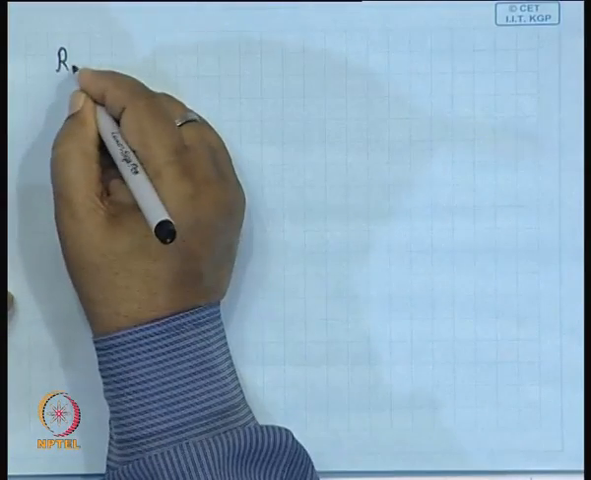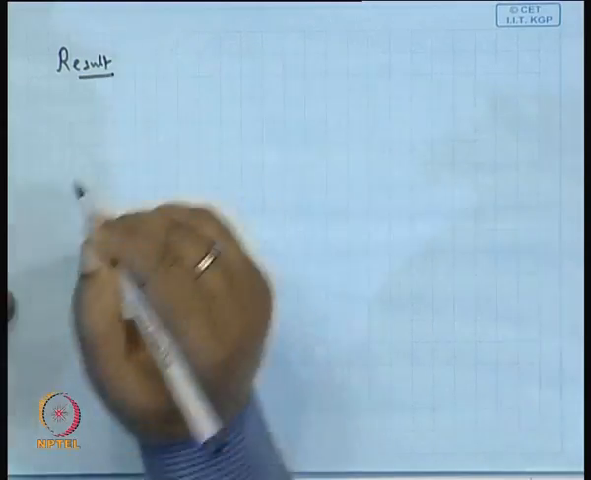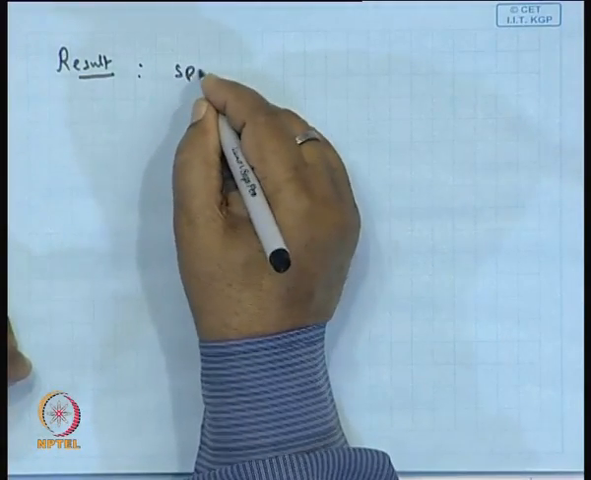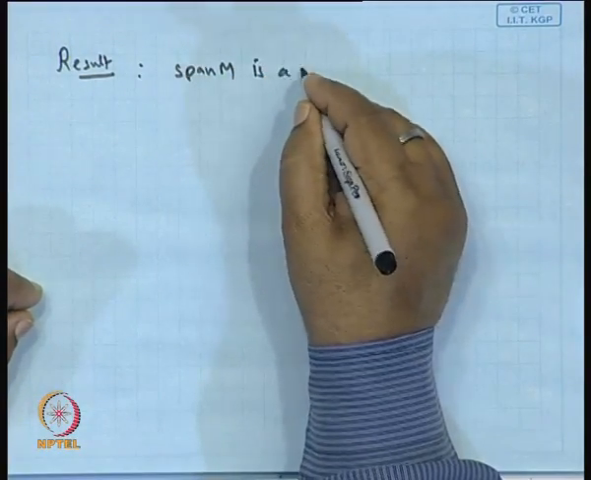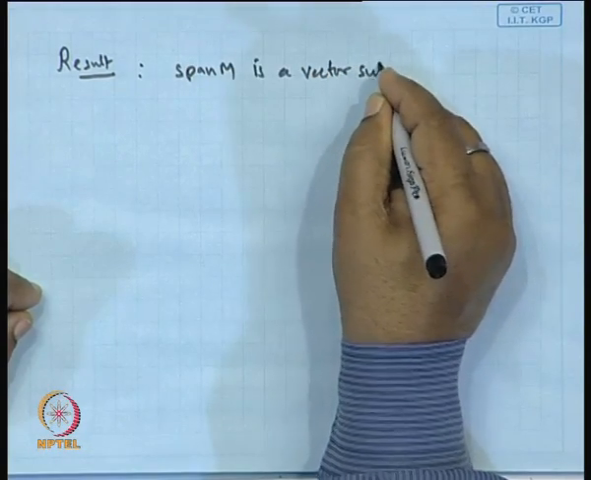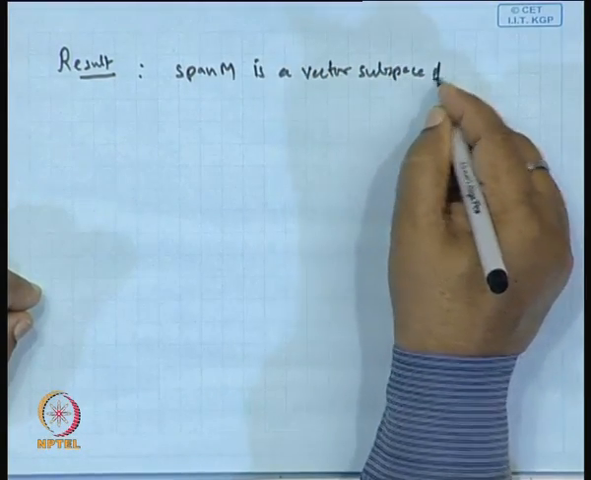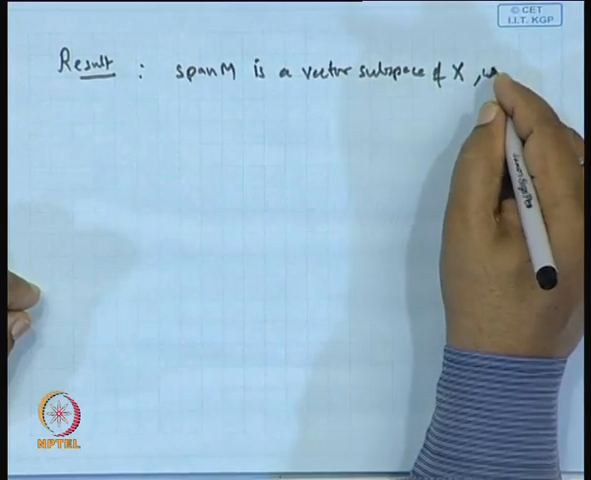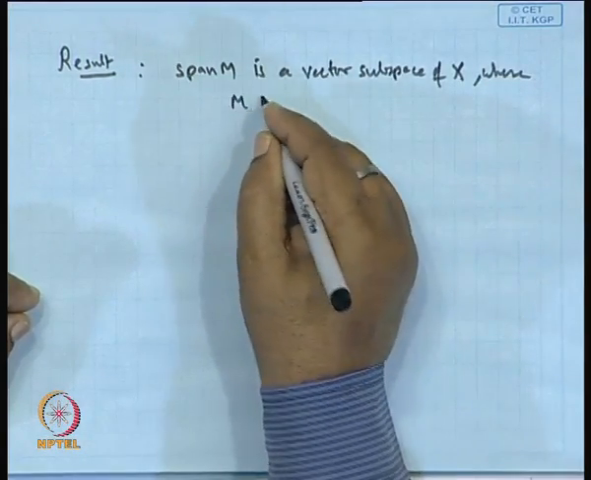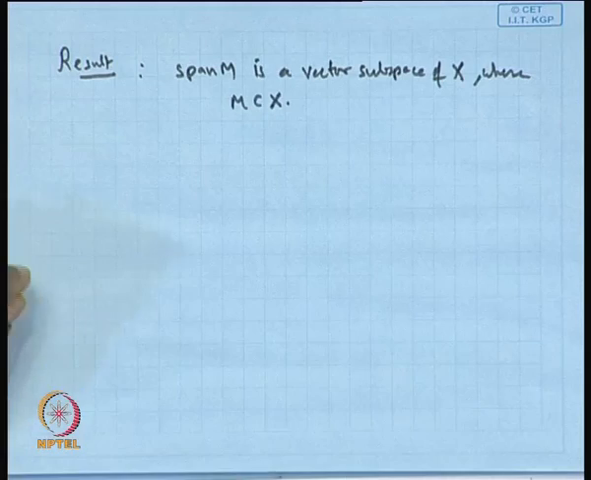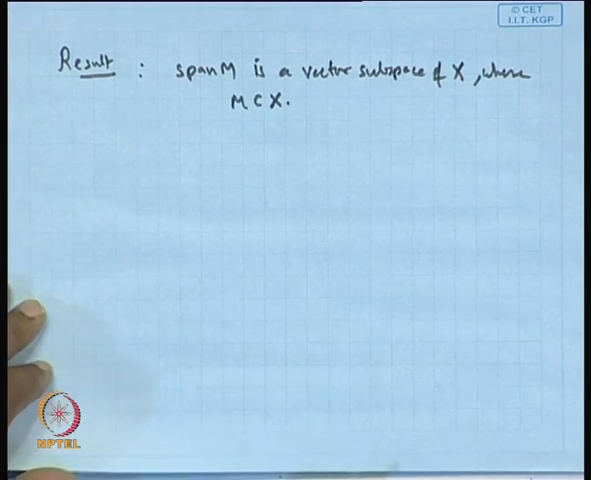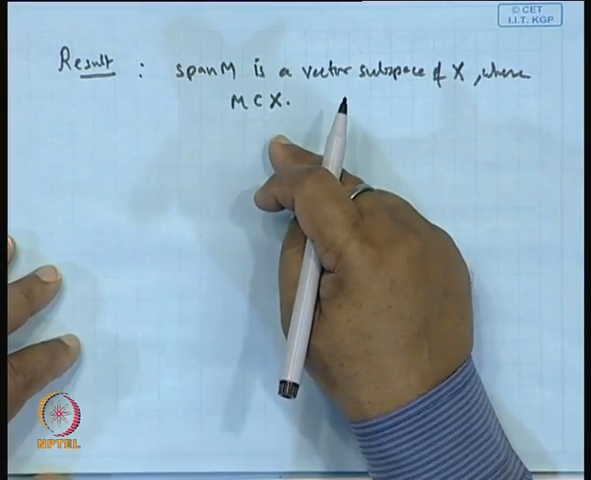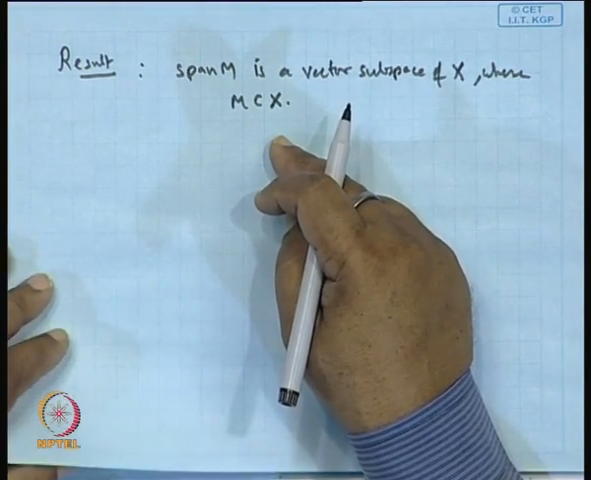Result is: the span of M is a vector subspace of X, where M is a subset of X. When M is a non-empty subset of X, the span of M will form a vector subspace under the same operations of the vector space X.